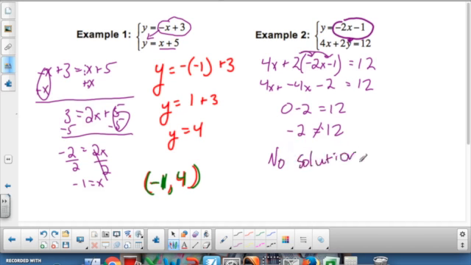There is no solution. This is a situation where if I tried to graph this, it wouldn't have worked out. I wouldn't have been able to find anything. So those would have been parallel lines that never ever touched. So there's no solution, and I get to move on.